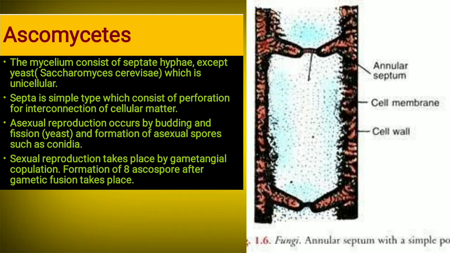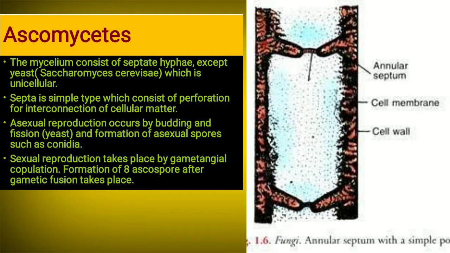Then the next point is that asexual reproduction occurs by budding and fission in case of yeast, and the other filamentous septate forms undergo asexual spore formation, such as conidia, arthrospore, etc. So here the formation of asexual spores is prominent. Then next comes the sexual reproduction. It takes place by gametangial copulation.